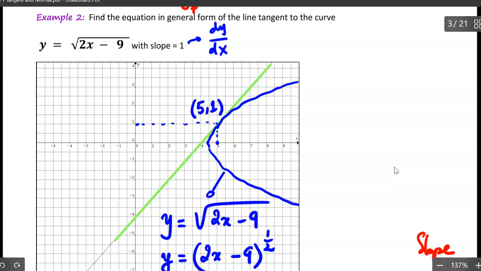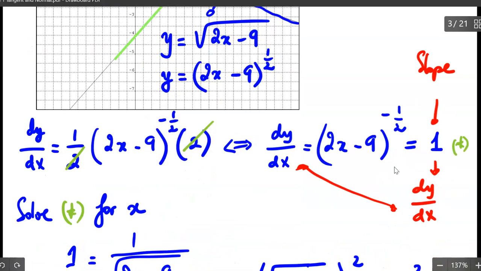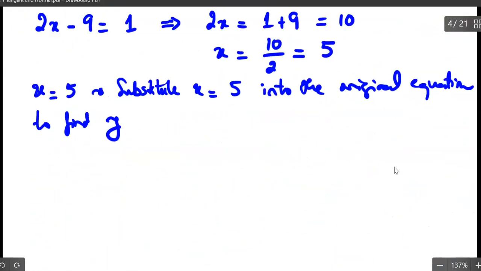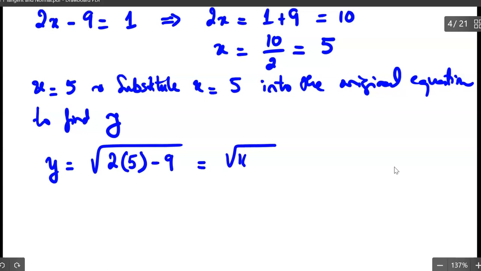Okay, so we don't want to guess on the graph, but we want to see this is our original equation. Then what we will do is substitute the values for x in here, and then we can find the value for y. And in this case, I hope it will be equal to 1 according to the diagram. So y equals the square root of 2 times x, so 2 times 5 minus 9. That means the square root of 10 minus 9, so the square root of 1.